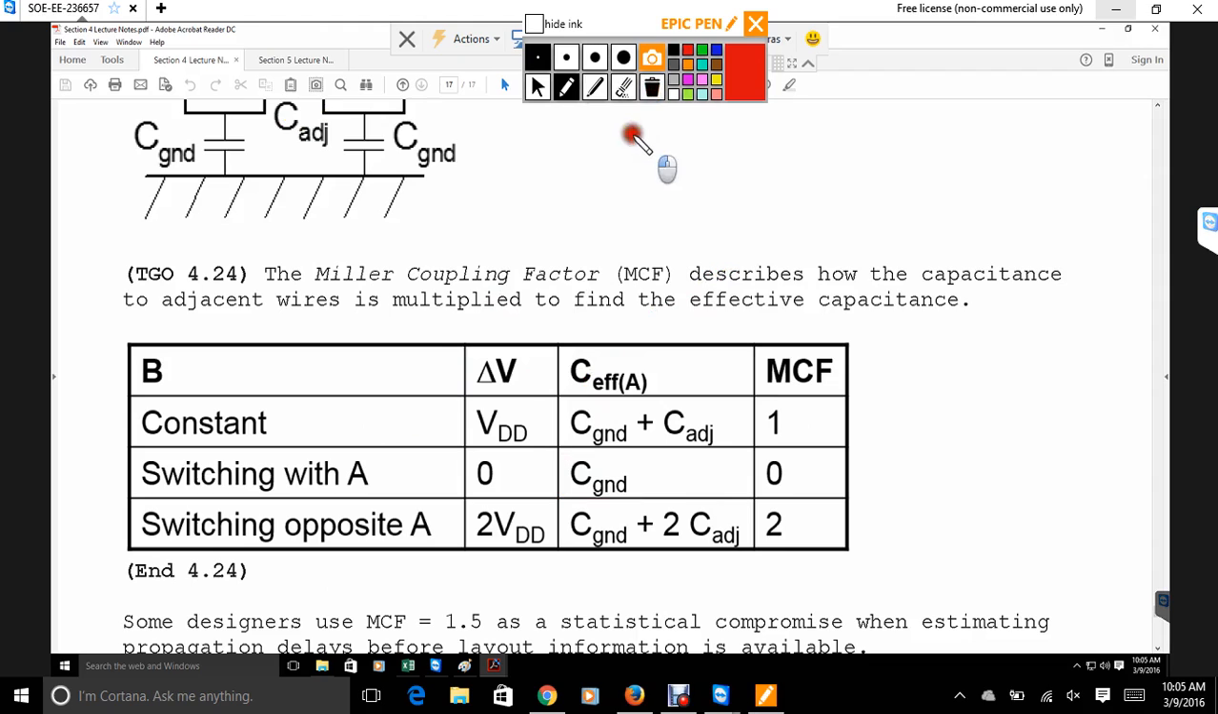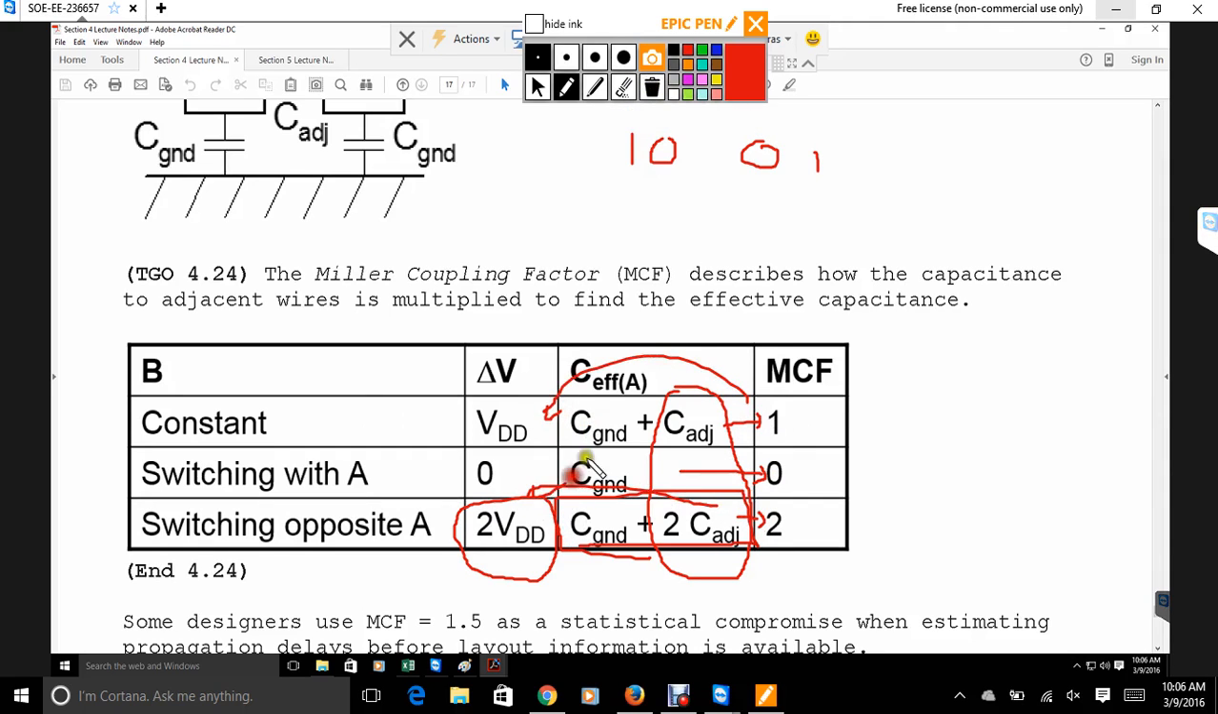And then our third case scenario, if it's 1, 0, and at the same time they switch opposite. So now it's 0, 1. So now because of the switching, we have 2 times the supply voltage. And then we have to deal with 2 times the adjacent capacitance. So you can see that the Miller coupling factor ties in with this adjacent capacitance. So if it's just adjacent's 1, switches with it, becomes 0, it becomes 2 times. As you see, it also ties into how it's switching with the supply voltage.